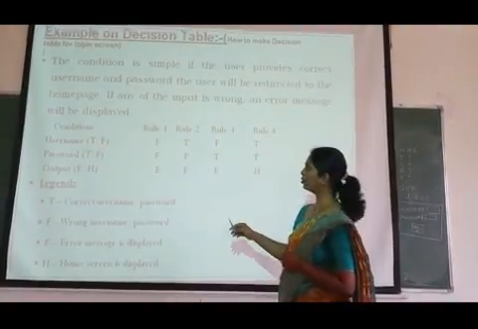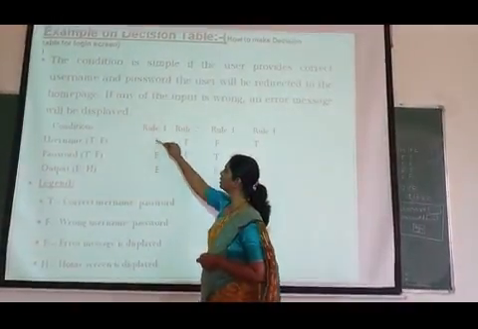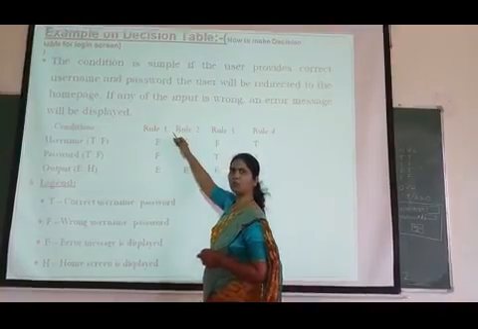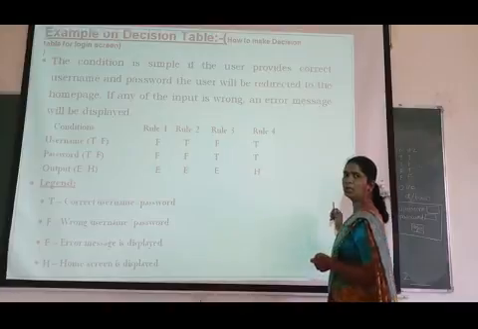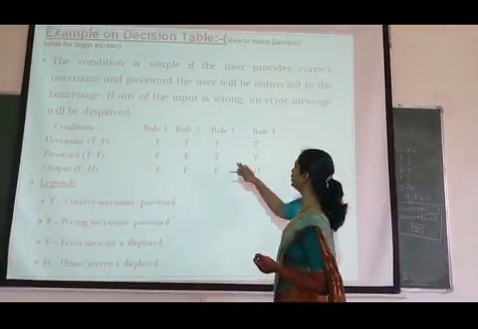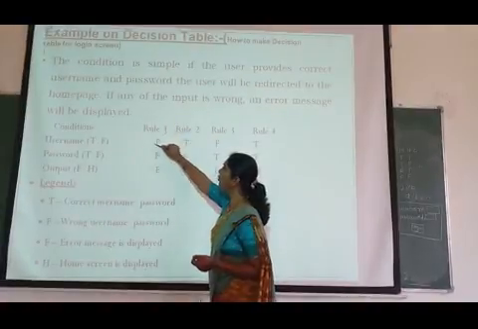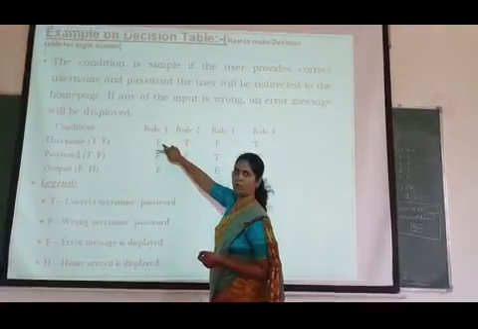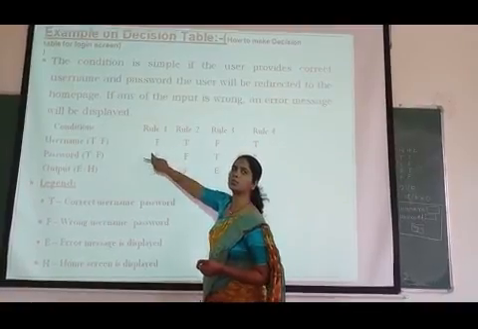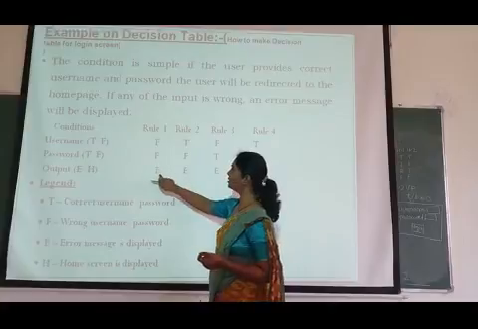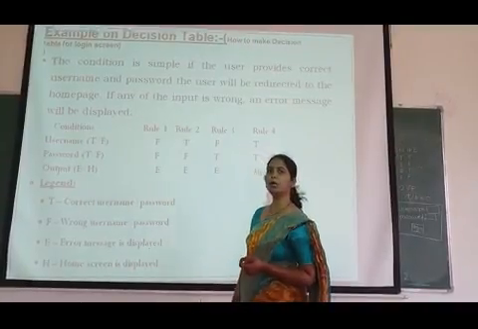Now there are 4 rules: rule 1, rule 2, rule 3, rule 4. These are the 4 combinations: combination 1, 2, 3, 4. Now see, if the user has entered a false username and a false password, then what is stated? E. E means the error message should be displayed to the user.